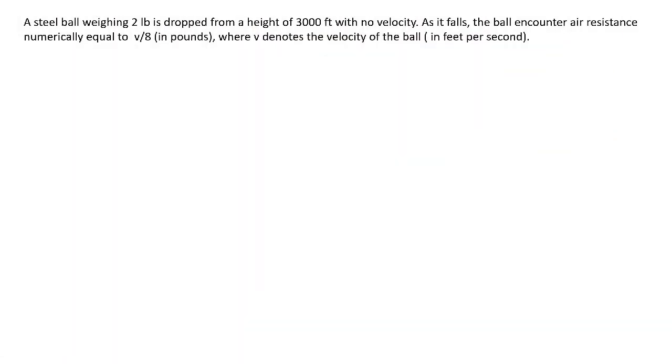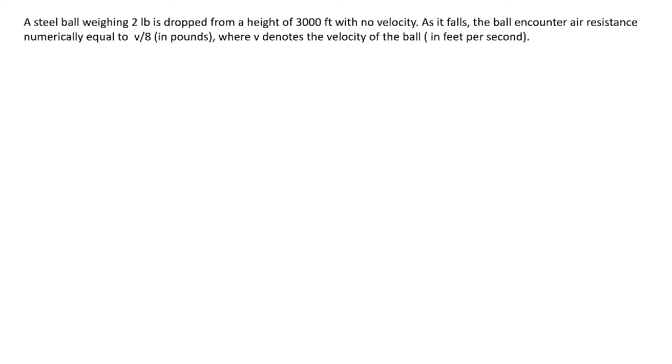A steel ball weighing 2 pounds is dropped from a height of 3,000 feet with no initial velocity. As it falls, the ball encounters air resistance numerically equal to V over 8 pounds, where V denotes the velocity of the ball in feet per second.